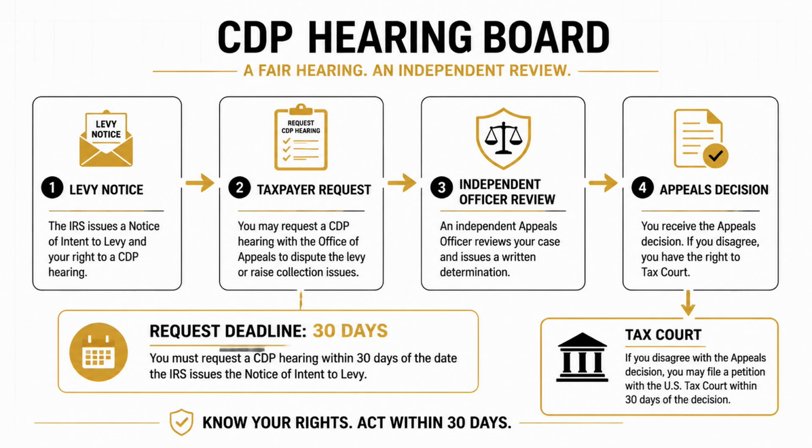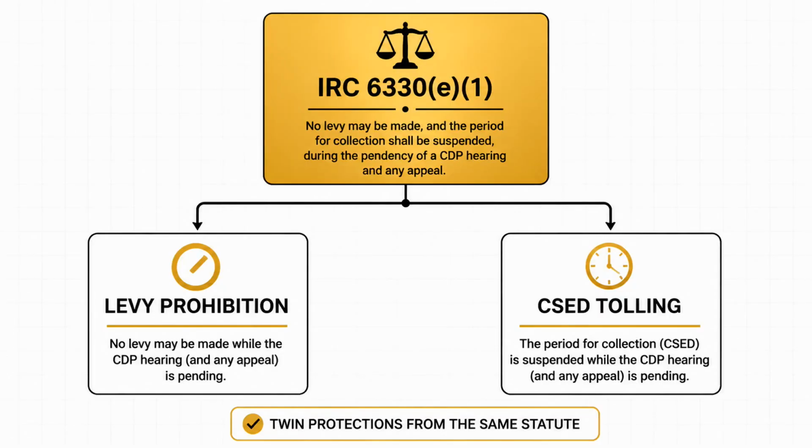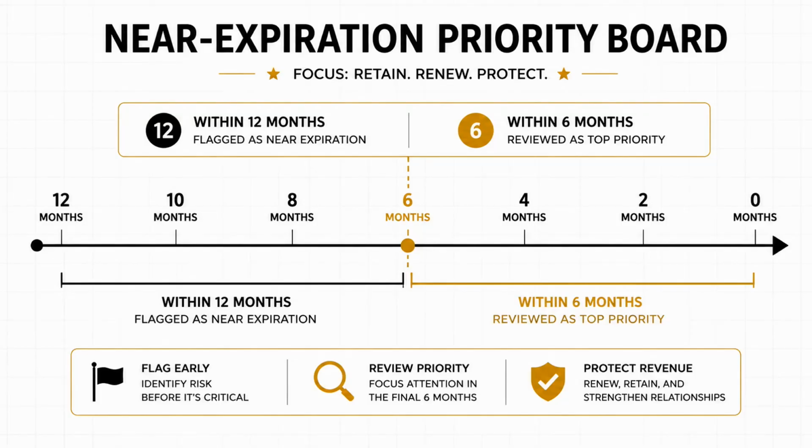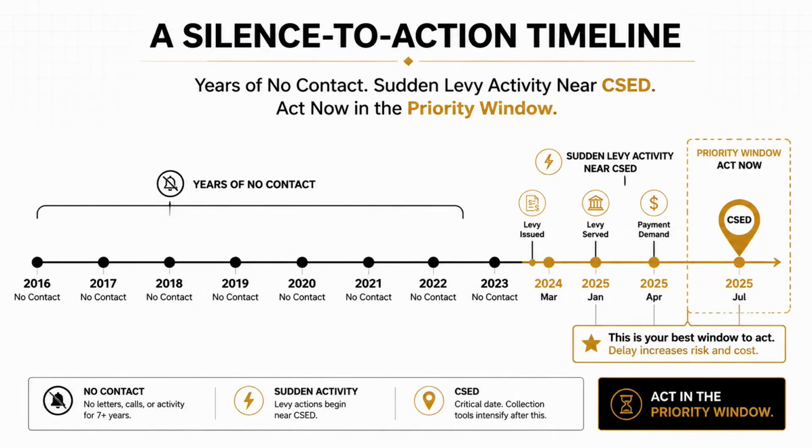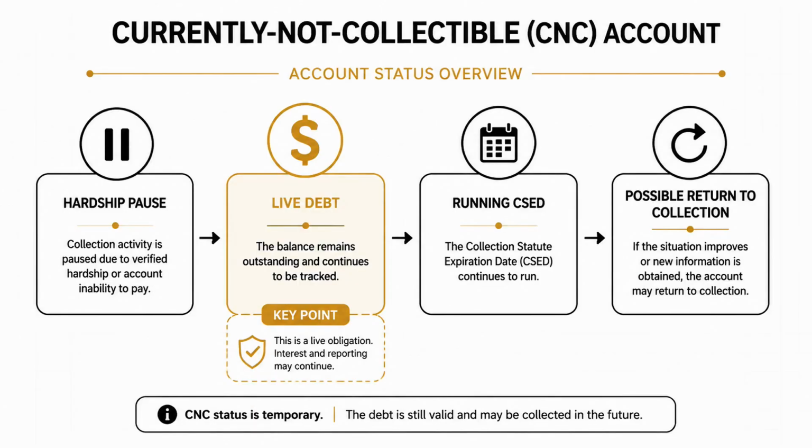The IRS distinguishes between uncollectible status, a temporary suspension of active collection activity for hardship reasons, and actual CSED expiration. A debt in currently not collectible status is still alive. The clock is still running. And when the taxpayer's financial circumstances change, the IRS returns. That is not a metaphor. That is the actual statute and the actual collection procedure.